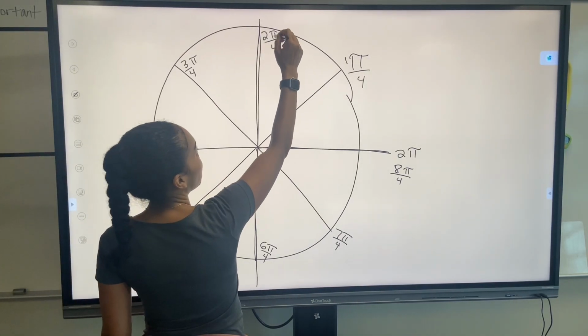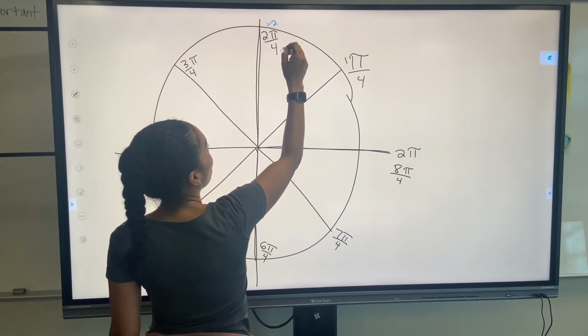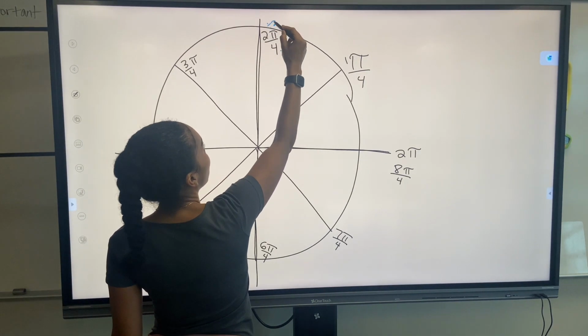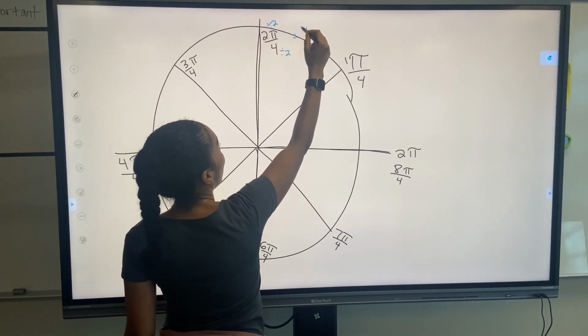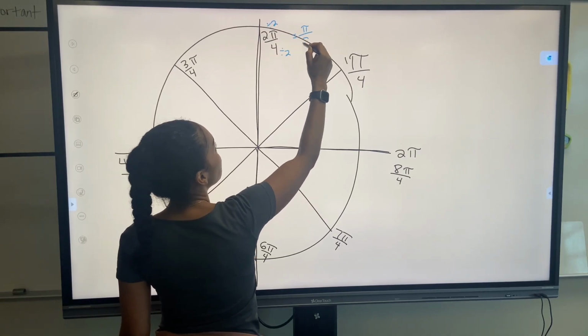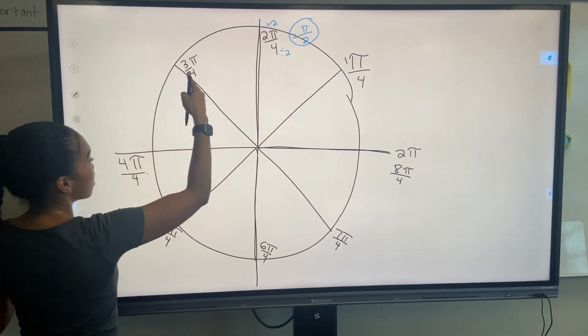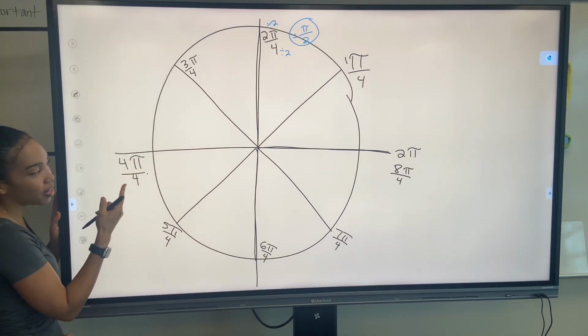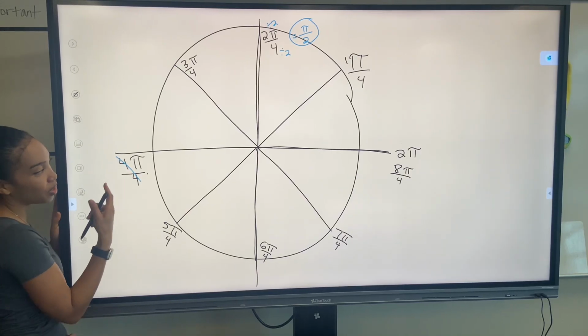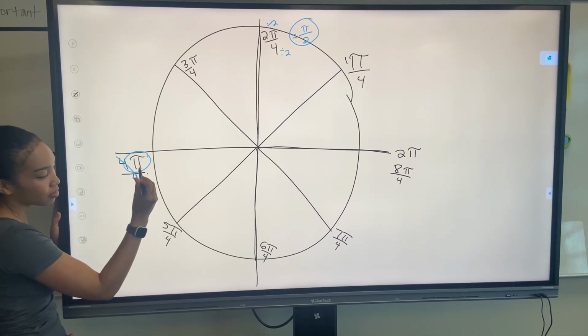If you divide this one, the numerator and the denominator by 2, 2 divided by 2 is just 1, so you're left with pi. And 4 divided by 2 is 2. This is already simplified, pi over 4. This is simplified. This you can simplify it. 4 out of 4 sections, that's just 1. So you're just left with pi.